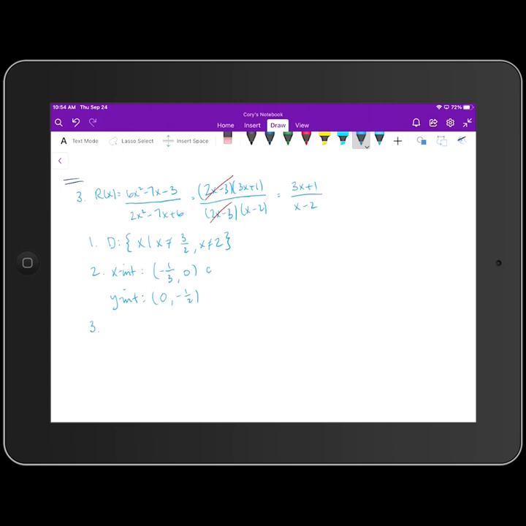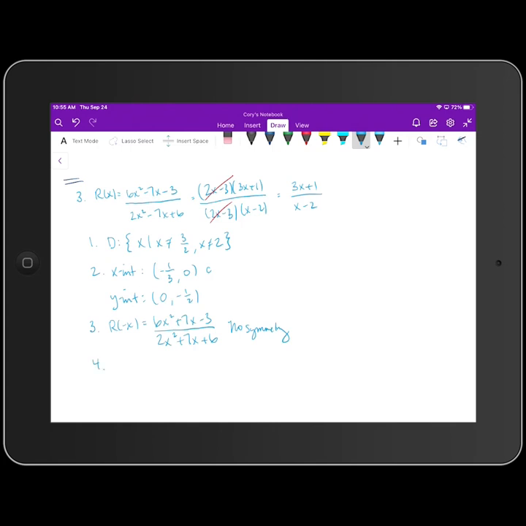Step 3 is to test for symmetry. Again, it doesn't matter if you plug into the original function or the simplified function. I'm going to plug into the original function. We get 6x squared plus 7x minus 3 over 2x squared plus 7x plus 6. And that's neither the original function nor the opposite of the original function. So this has no symmetry. It is neither even nor odd.